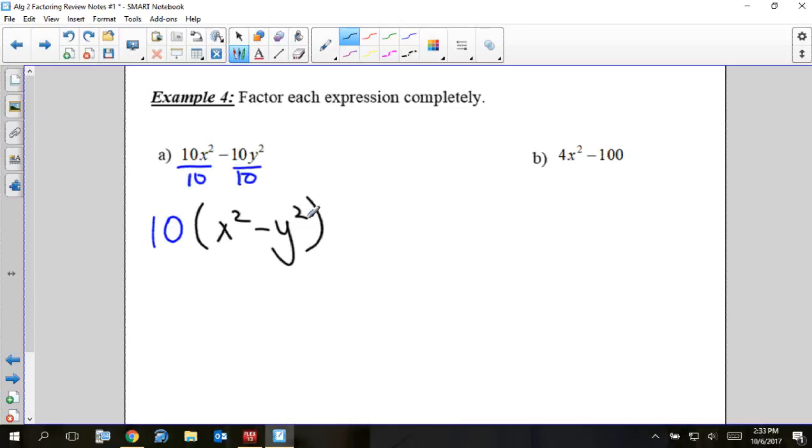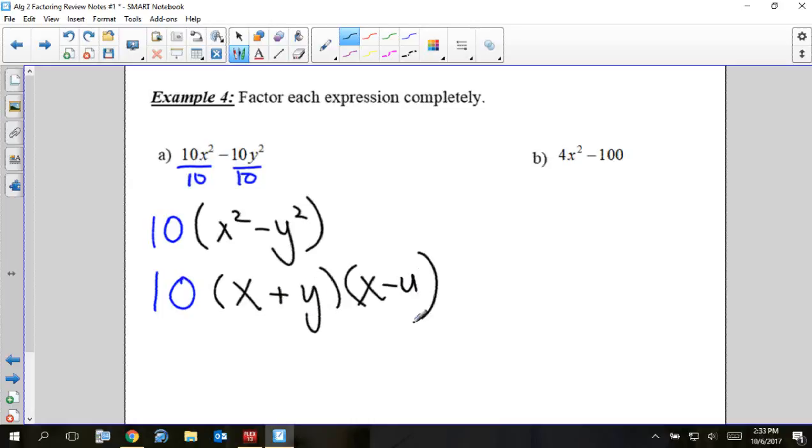So you bring down your 10. You'll have your 2 parentheses. What multiplies together to give you x squared? X and x. What multiplies together to give you negative y squared? Plus y and minus y.